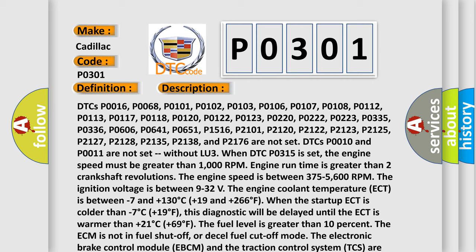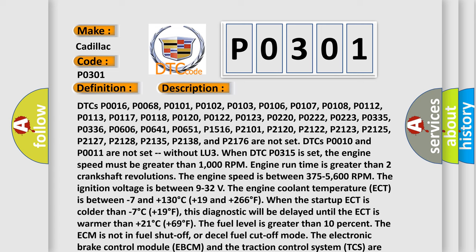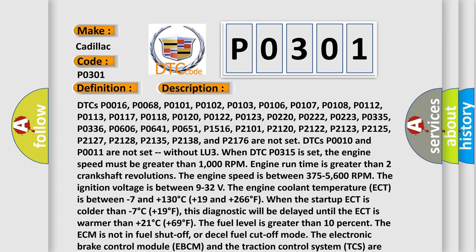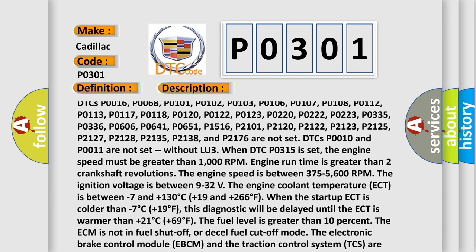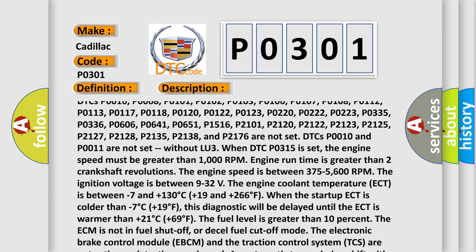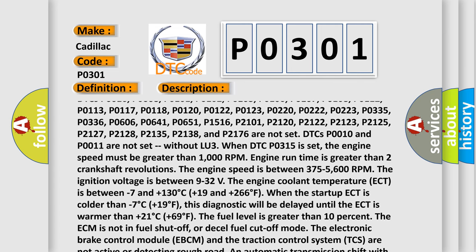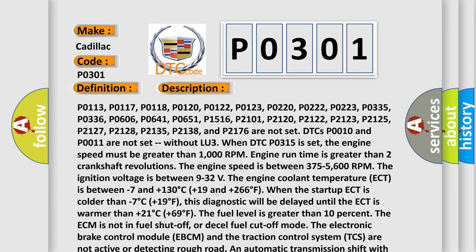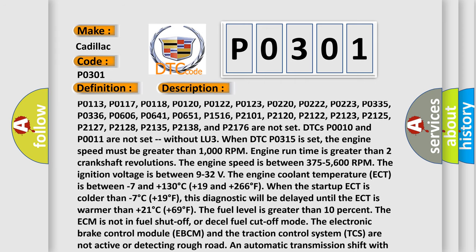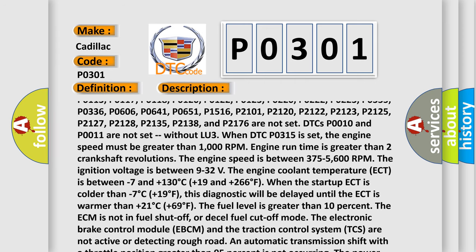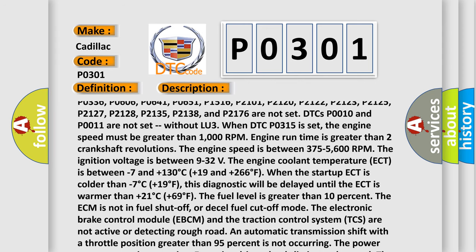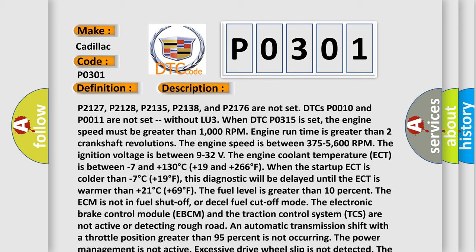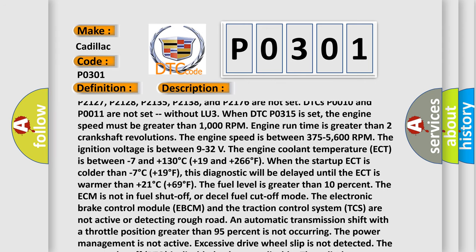DTCs P0016, P0068, P0101, P0102, P0103, P0106, P0107, P0108, P0112, P0113, P0117, P0118, P0120, P0122, P0123, P0220, P0222, P0223, P0335, P0336, P0606, P0641, P0651, P1516, P2101, P2120, P2122, P2123, P2125, P2127, P2128, P2135, P2138, and P2176 are not set. DTCs P0010 and P0011 are not set, without LU3 when DTC P0315 is set.